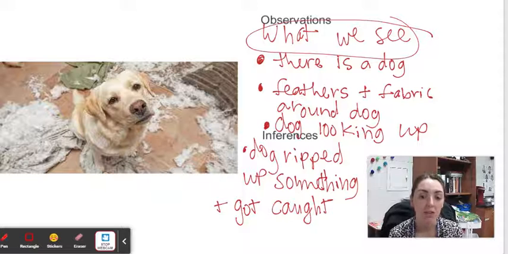And if you're having a hard time, a little trick I use is sometimes I'll write the inference first. So the first thing I'll write is what I think is happening. And then I'll kind of take a step back and say, well, what did I see that made me think that? So it's a good little trick. Write your inference first and then say, what did I see that made me think that that is what is happening? That's Lab 1A.